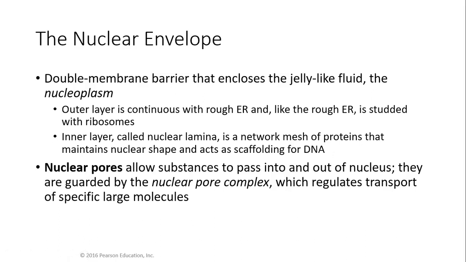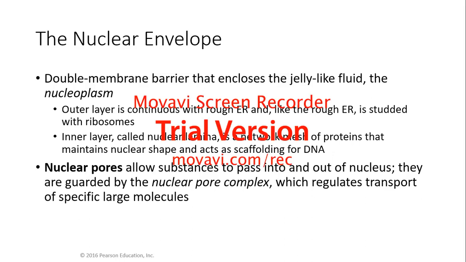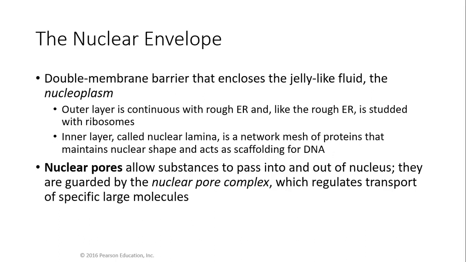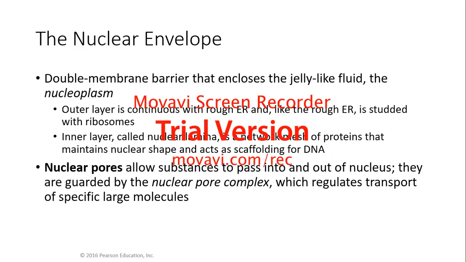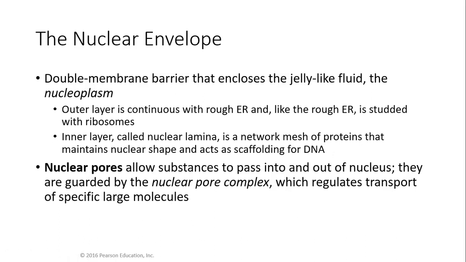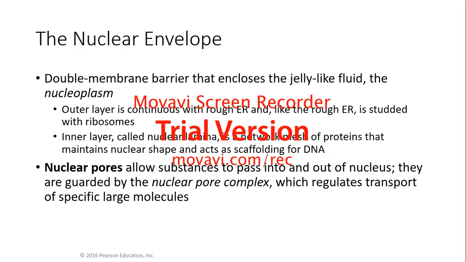So the nuclear envelope is a double membrane barrier that encloses the jelly-like fluid, the nucleoplasm. The outer layer of the nuclear envelope is continuous with the rough ER, and like the rough ER, is studded with ribosomes, okay? And the inner layer, called the nuclear lamina, is a mesh network of proteins that maintains nuclear shape and acts as a scaffolding for DNA. And then you have the nuclear pores, which allow substances to pass into and out of the nucleus. They are guarded by the nuclear pore complex, which regulates transport of specific large molecules.